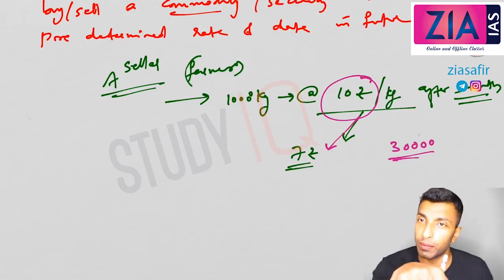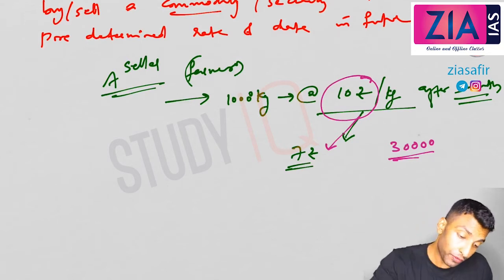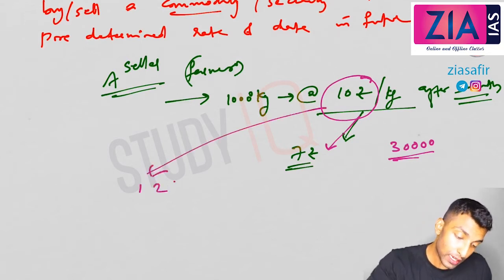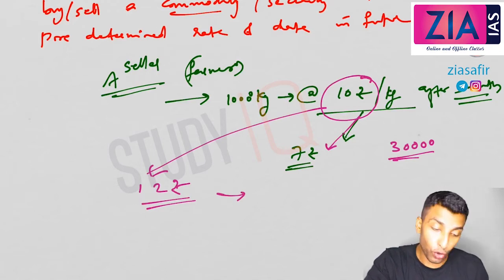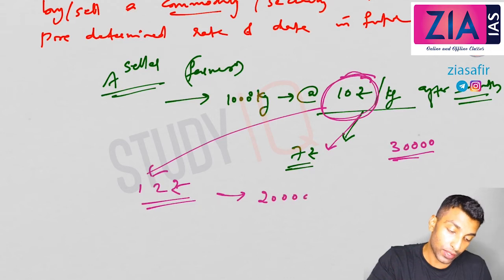3 per kg, the farmer is gaining. On the other hand, if the price goes up to, let's say, 12 rupee, in this context, who's gaining? The buyer, who promised to buy it at 10 rupee. He will gain because he will be gaining 20,000 in this context.